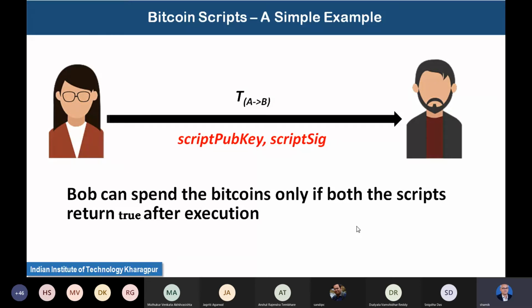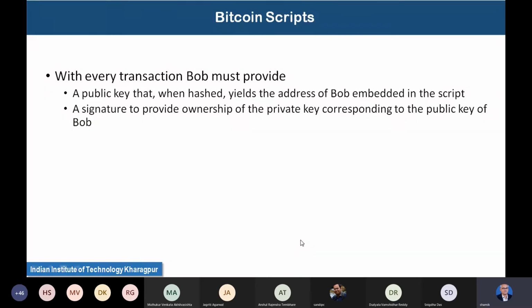Initially, for every transaction, Bob must first provide a public key that when hashed will yield the address of Bob embedded in the script. Let me explain that step by step. Say Bob expects Alice to pay him 5 bitcoins. So Bob will send his public key, but not only the public key, it should be hashed. So the hash of Bob's public key is sent to Alice. Alice makes that 5 bitcoin payment to that hash.